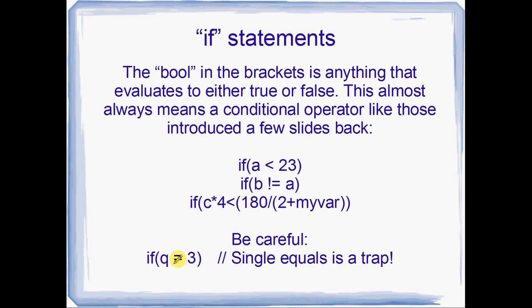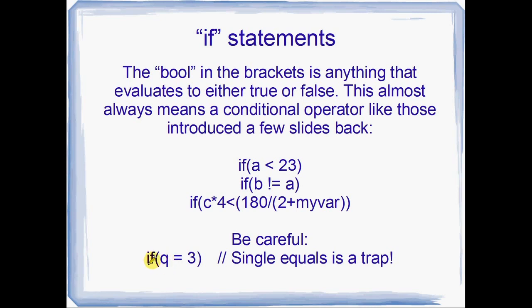Okay, yeah, I mentioned this before, but I'm going to mention it again. The single equals is not a condition. If Q equals 3, strangely enough, is always going to execute. What's going to happen is the equals just here, a single equals, is the assignment operator. So 3 is going to get stored in the variable Q, and C++ uses the value 0 to mean false, and anything else to mean true.